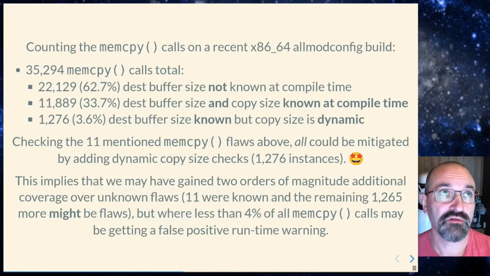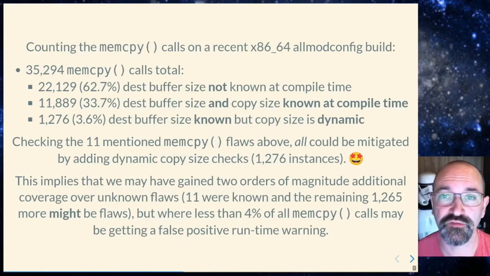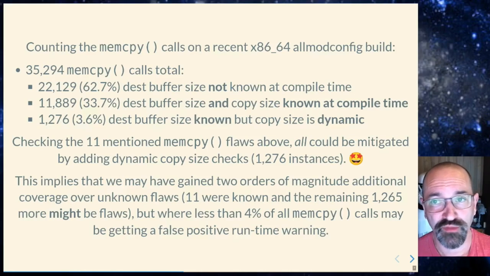And I wanted to see what effect this would have. Are we going to end up with false positives? What are we going to have? What does the data look like? So I instrumented a build of allmodconfig, and it had about 35,000 memcpy calls. In 22,000 of them, the destination buffer size isn't known at all, so it's treating it like a flexible array. It says, I give up. __builtin_object_size says -1. I don't know how I can bounds check this at all.